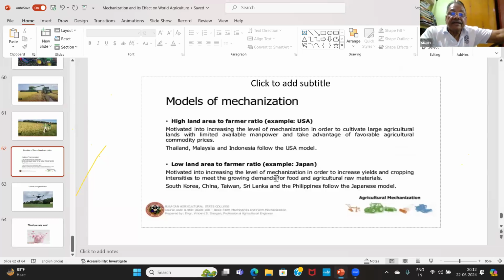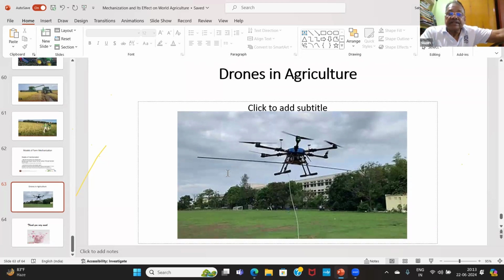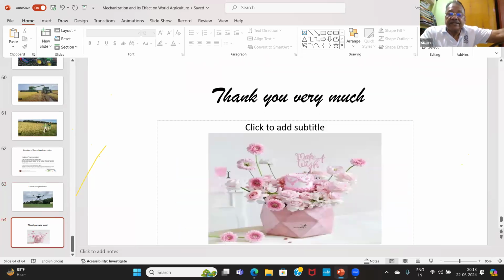I think now this is drone. If you have heard Prime Minister Modi before the elections, 1 lakh drone Didi in India. Drone training will be given to 1 lakh unemployed women and youth to serve agriculture. So with this, I think I will close it.